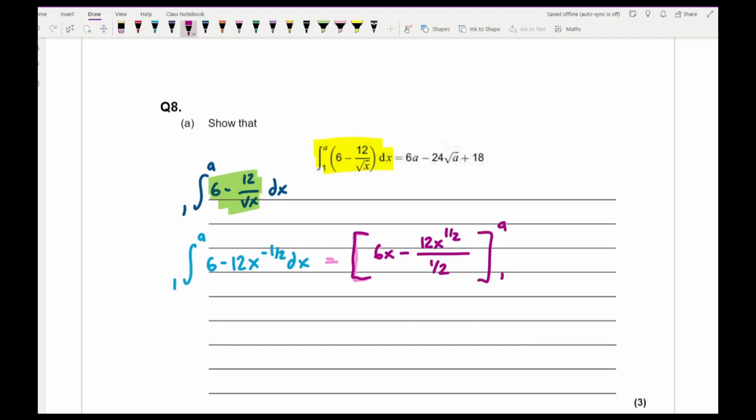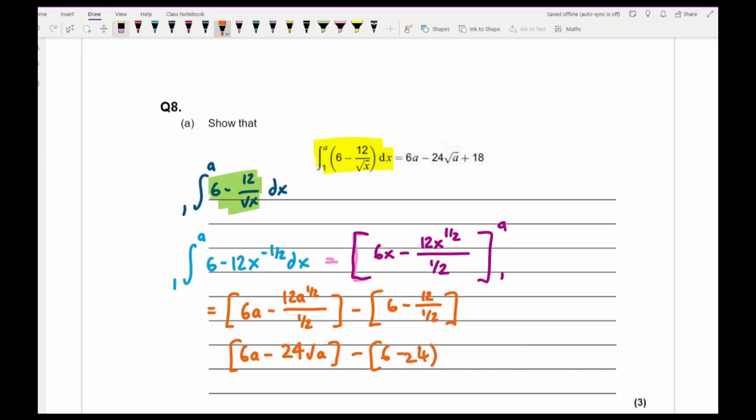So then working that out, and substituting the values of a and 1 into our expression, we end up with 6a minus 12a to the power of a half over a half, minus, and then it's going to be 6 times 1, which is 6, minus 12 times root 1, which is just 12 over a half. And then simplifying all of that, what do we end up with? Well, we're going to end up with 6a minus 24 root a, or root x, root a, and minus 6 over 24. Oh, let me just improve the presentation there.